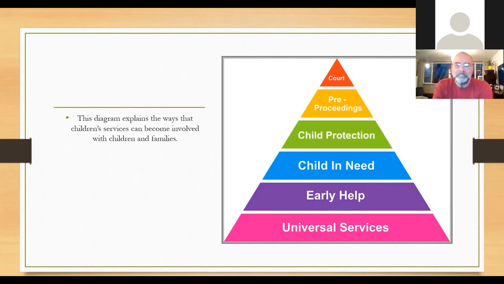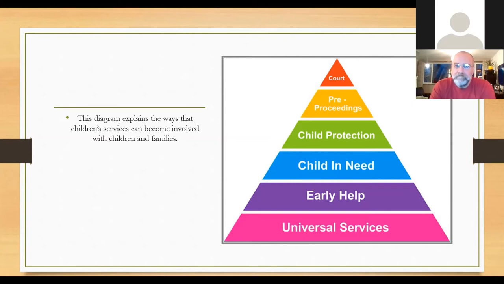There'd be frequent visits to the family to check on the progress, and if the concerns are reduced, then we'd have another case conference to remove that child from the child protection plan, in which case they become a child in need. So you can see there that the level of concern reduces from child protection to child in need. However, if there are situations where the child is at risk of significant harm, as I mentioned, then we would go to the pre-proceedings stage and ultimately would go to court to obtain an order to safeguard and protect that child. So generally speaking, we tend to work around early help, child in need and child protection.